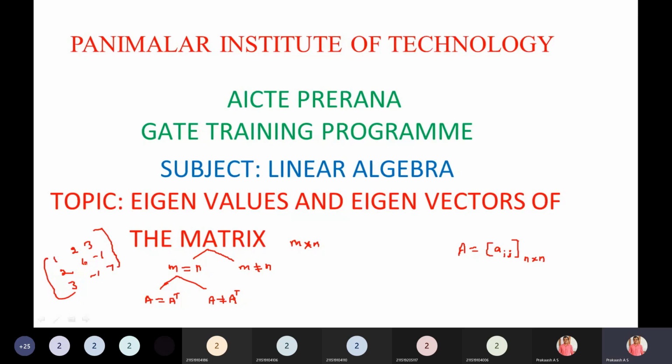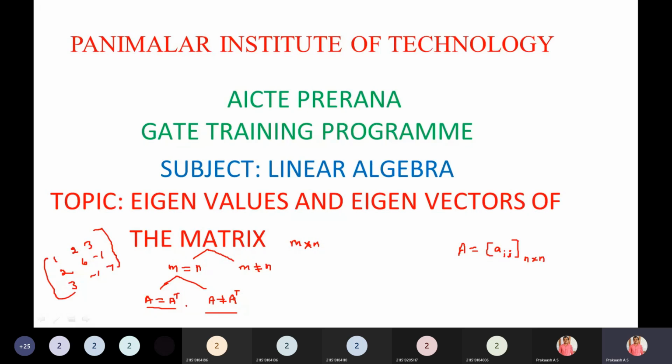If it is not the same, that is, the rows and respective columns are not the same, then it is not a symmetric matrix. So we are interested in studying square matrices, and in that we classify two types: one is symmetric, another one is non-symmetric matrix.